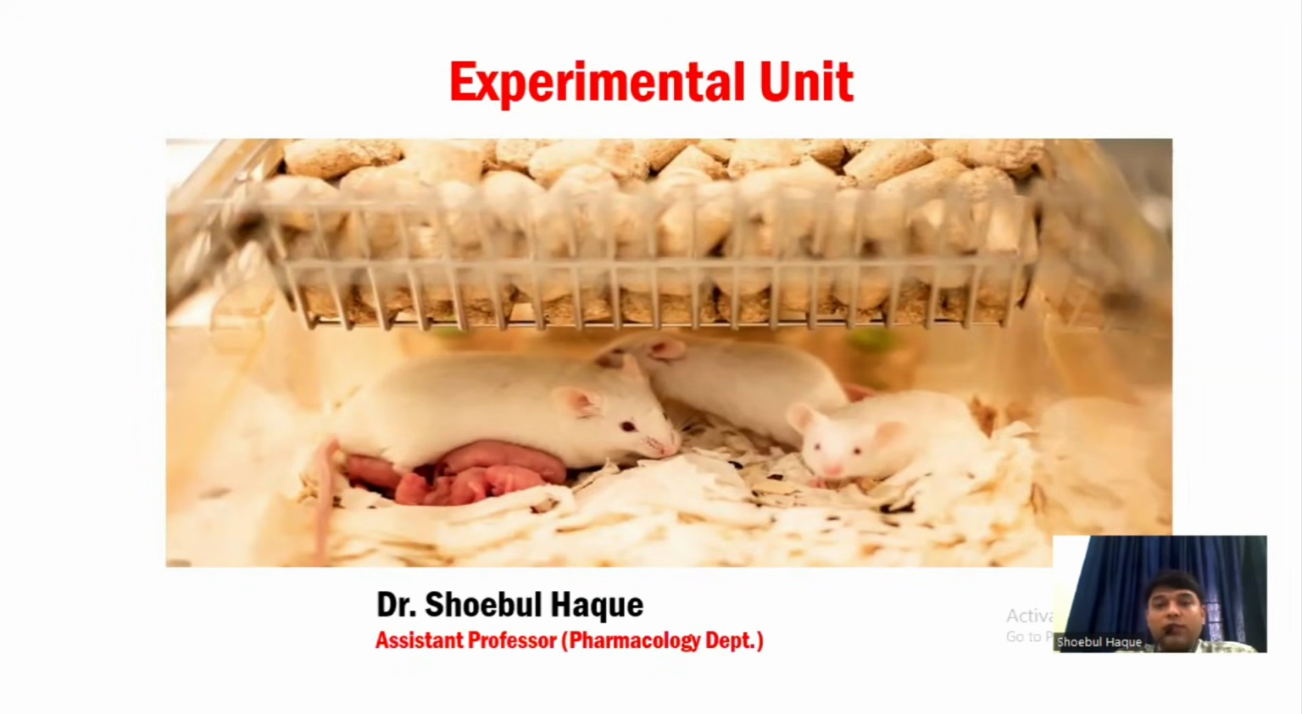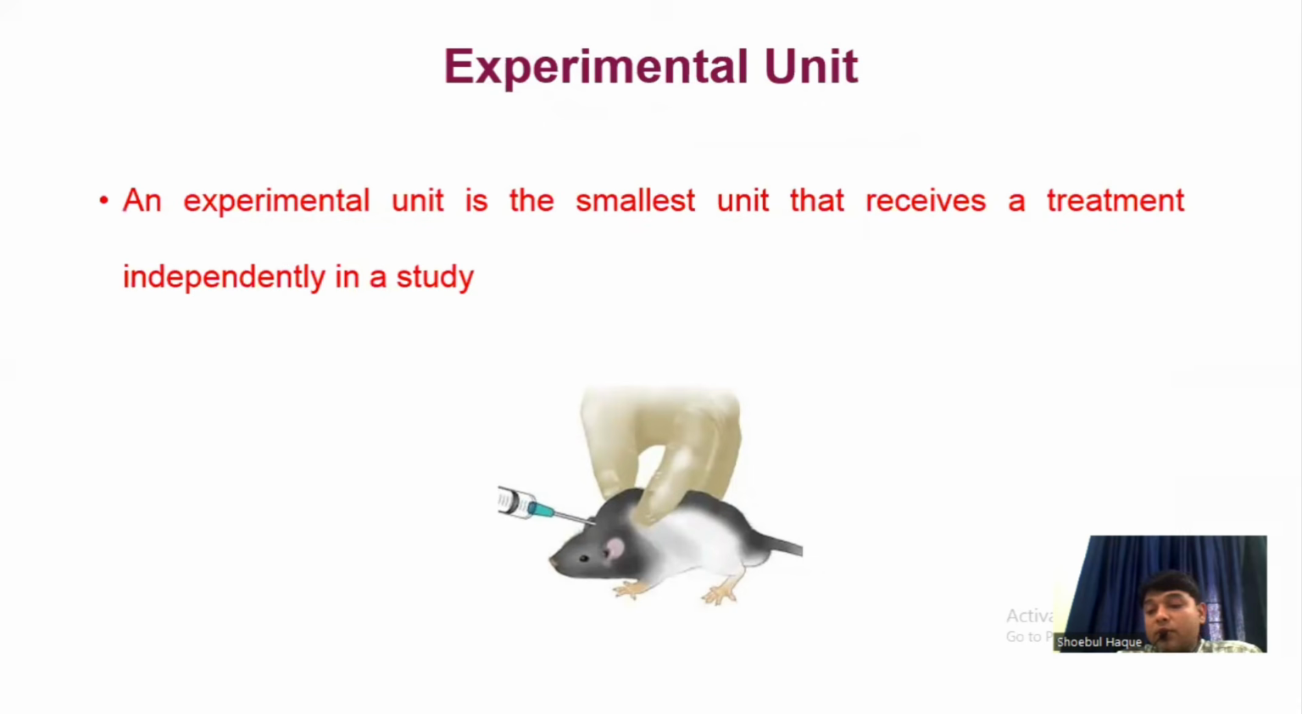Hello everyone. Today we are going to discuss a topic that is experimental unit. Why is the experimental unit important? Because most of the time researchers think that the experimental unit is always an animal, and it will directly affect your results and conclusions. Through the definition, the experimental unit is the smallest unit that receives a treatment individually.